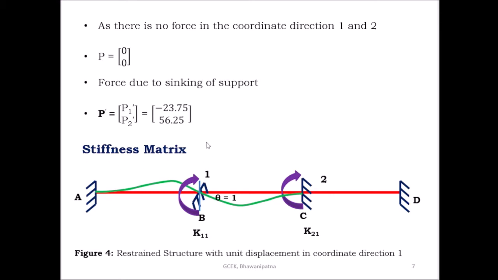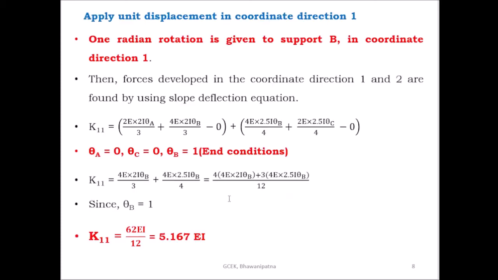Then determine the stiffness matrix. Determine the stiffness matrix by giving unit displacement to the restrained structure in each of the coordinate directions and find the forces developed in all the coordinate directions. So here this is the restrained structure with unit displacement in coordinate direction 1. Here you take the end A fixed, end C fixed and end D fixed. Only you have to give the unit displacement at the coordinate 1. This is the unit displacement, theta is equal to 1. So apply unit displacement in coordinate direction 1. 1 radian rotation is given to support B in coordinate direction 1.